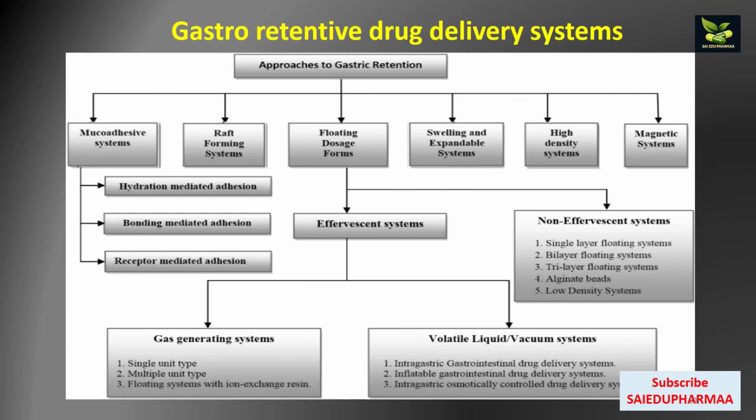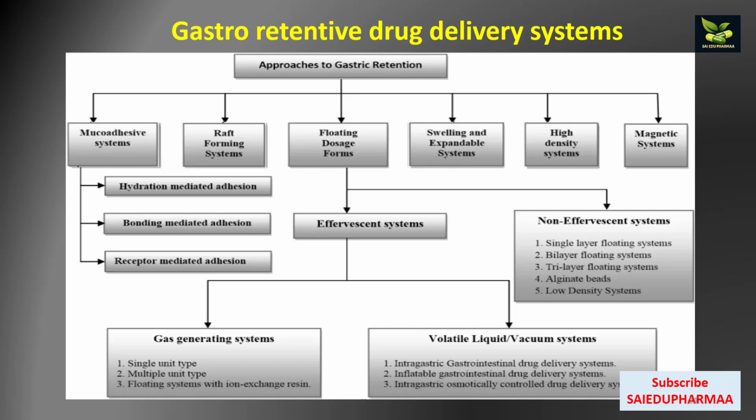In the gastro retentive drug delivery system, if we see this chart I got from internet, in which I saw that the approaches could be mucoadhesive system, raft forming system, then floating dosage forms, swelling and expandable system, high density system, and magnetic system. In mucoadhesive, we can see hydration mediated adhesion, bonding mediated adhesion, and receptor mediated adhesion.